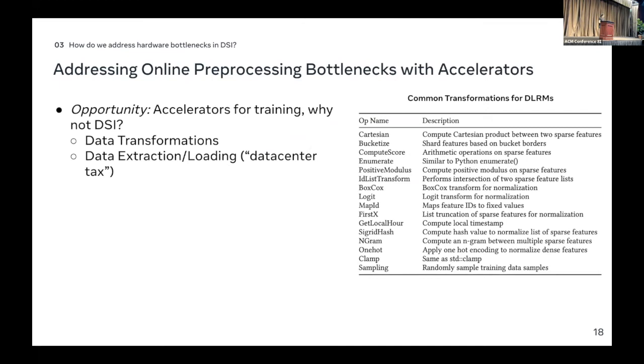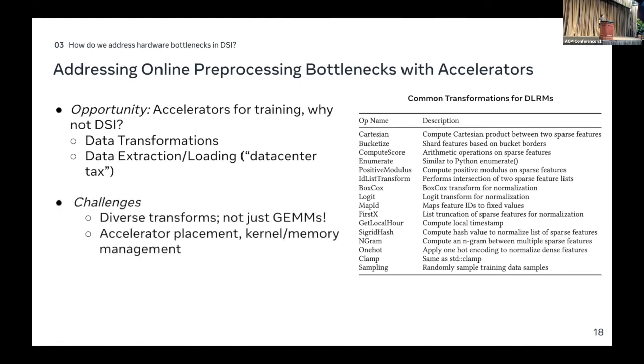The other area that's been talked about a lot in recent work is just standard data center operations. So just reading data from storage and loading these tensors to the trainer node. So there's a lot of data center tax overhead that can be potentially addressed here. Of course, there are challenges. These transformations are pretty diverse. They're not just general matrix multiplies. And so a lot of them have different amenability for acceleration than others.